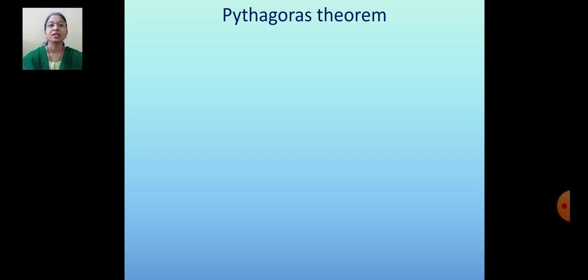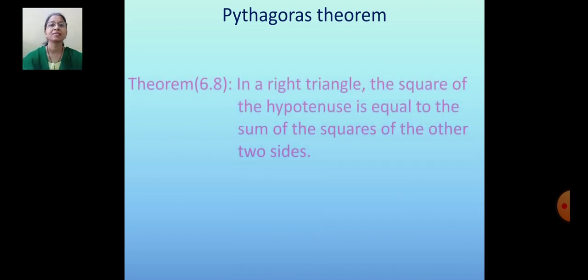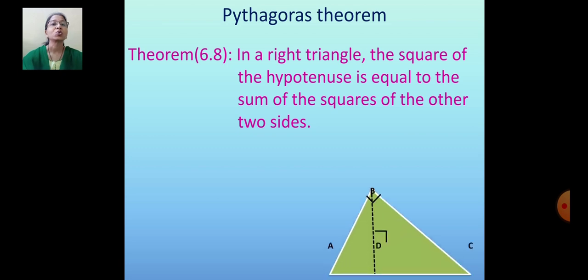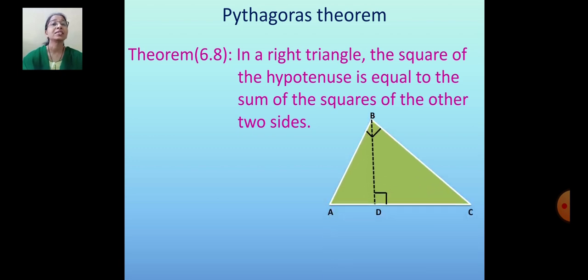Pythagoras theorem. The statement is, in a right triangle, the square of the hypotenuse is equal to the sum of the squares of the other two sides. See in the diagram, a right angle triangle ABC is seen. So what do we have to prove? AC square is equal to AB square plus BC square.